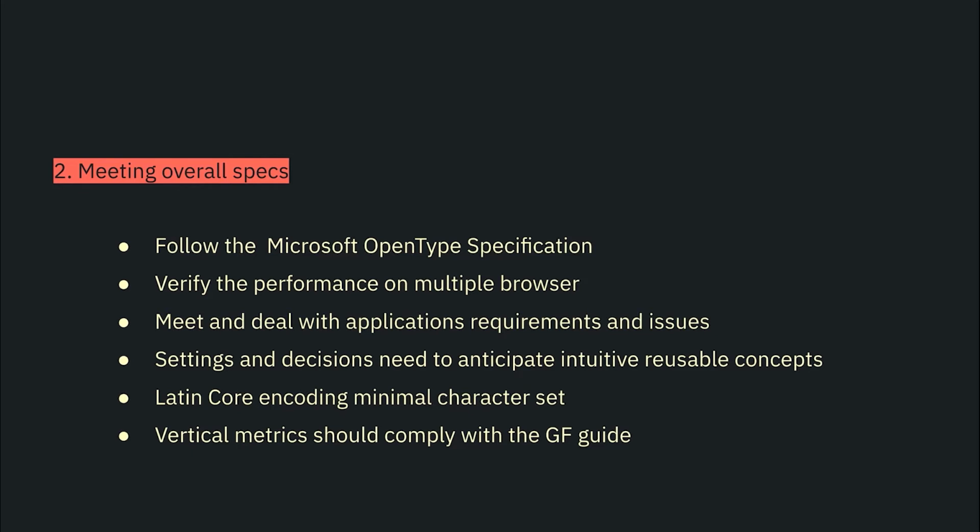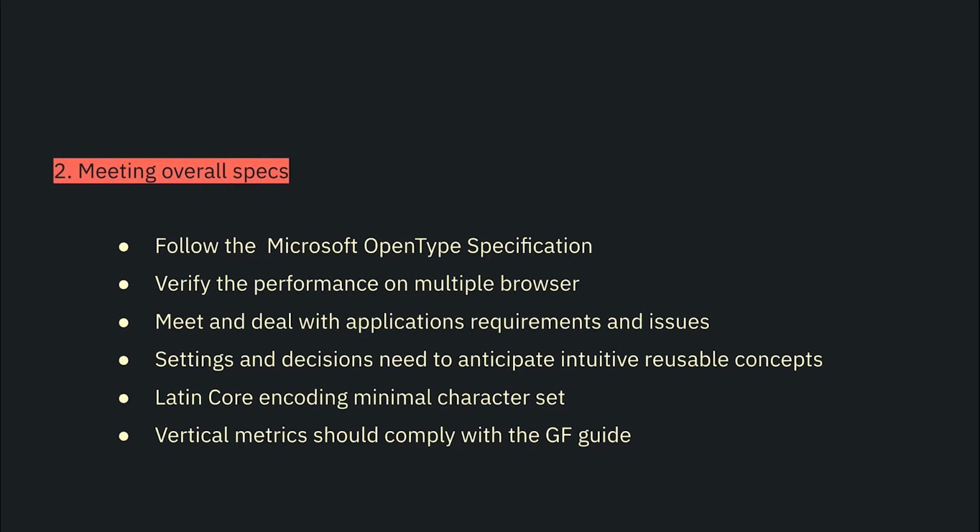Fonts and features must be set according to the widest standards. Meet and deal with application requirements and issue demands to include different formats of information for one same issue, like the coverage of different name IDs in the name table. Settings and decisions must anticipate or include reusable and intuitive concepts. For example, the inclusion of a new custom axis must take into account many additional cases.